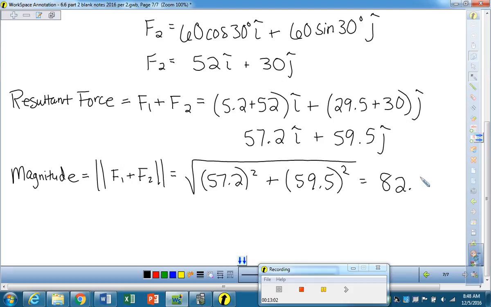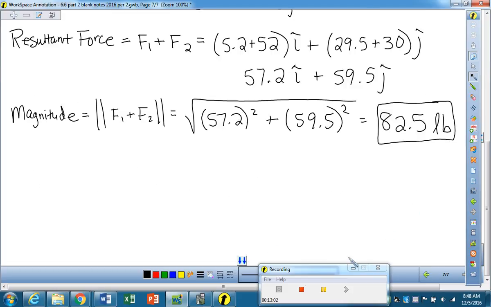So altogether we should end up getting 82.5. Since this is the magnitude and it's representing a force vector, we're going to use the units of pounds. So this is part of our answer. That's the magnitude of our resultant force. All right, now we need to get the direction angle of the resultant force.